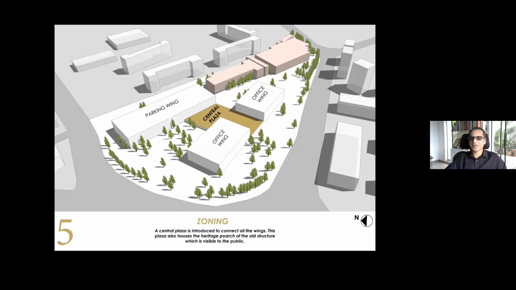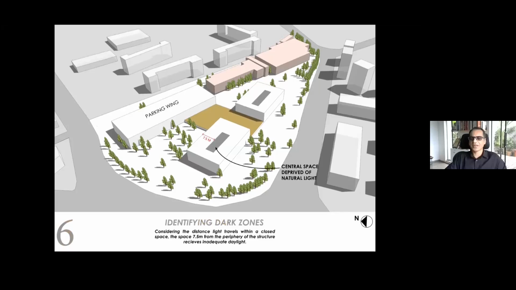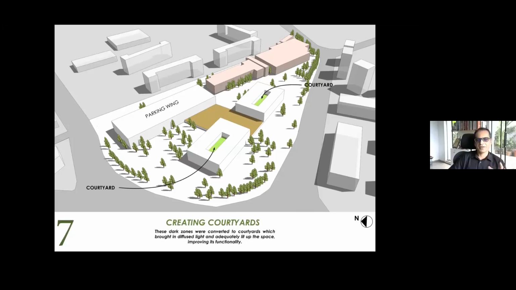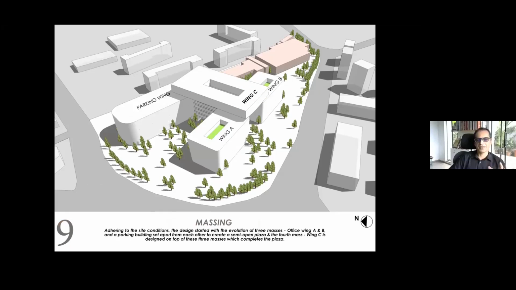The parking wing was connected by bridges to these 2 wings. And again, as per our regular strategy, that floor plate should not be more than 7 to 8 meters. We created courtyards in these 2 wings. And then these 2 wings are connected to each other as well as to the parking building. And then we designed another wing on top of that, that is wing C, which again has a big skylight, or we may call it a courtyard, in the center.